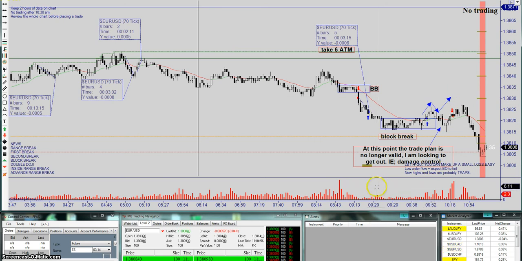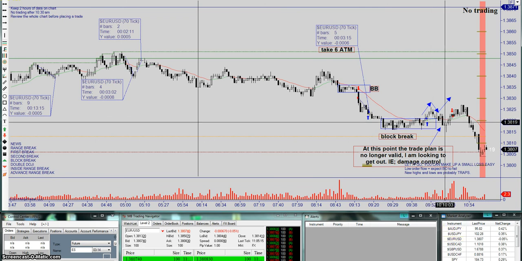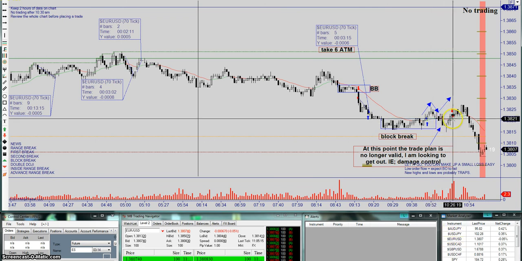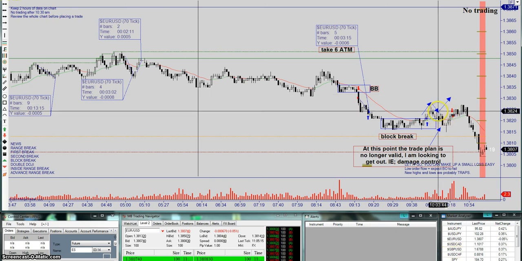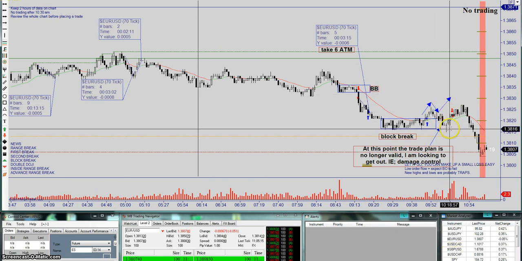So now I'm looking for damage control. I want to exit the trade with either a break even, losing as little money as possible, or if I can get one or two ticks out of it, then that's great. But the odds of me getting my total 10 pips on this trade are pretty slim, and we know that because, as you can see here, my expectation was the market was going to move higher, and at this point it continued lower.